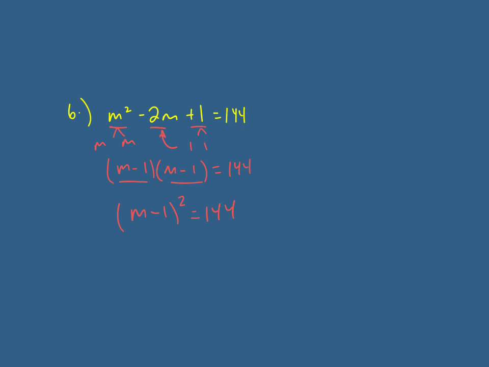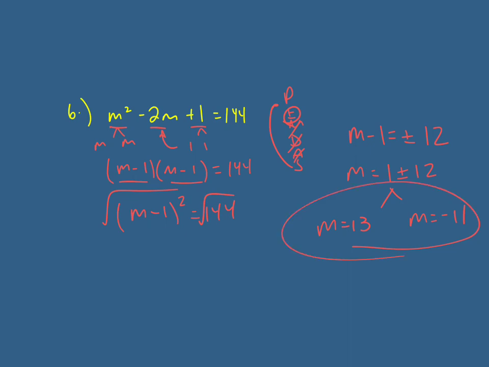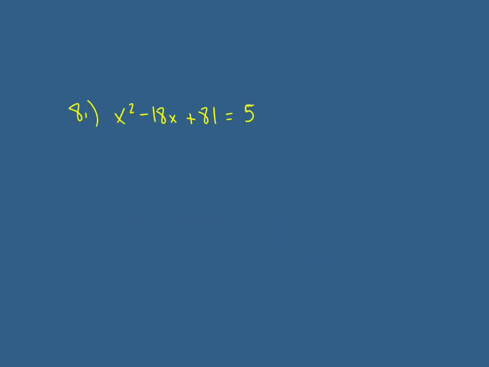And now I get to use PEMDAS backwards. So remember, the subtraction is inside the parentheses, there's no addition, no division, no multiplication. I get rid of the exponent, and that's why I square root both sides. I end up with m minus 1 equals plus or minus, because whenever you square root both sides, plus or minus shows up. 12, because 144 is perfect. Now I add 1 to both sides. So I get 1 plus 12, 1 minus 12. And those are my 2 answers. And that's it for 6.